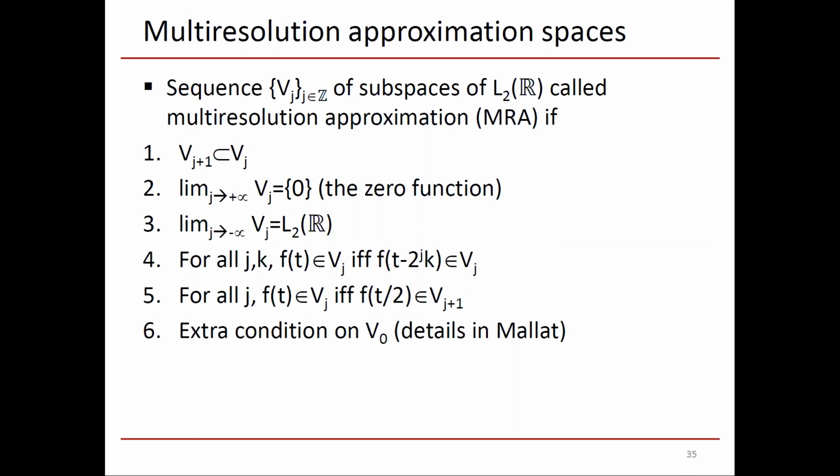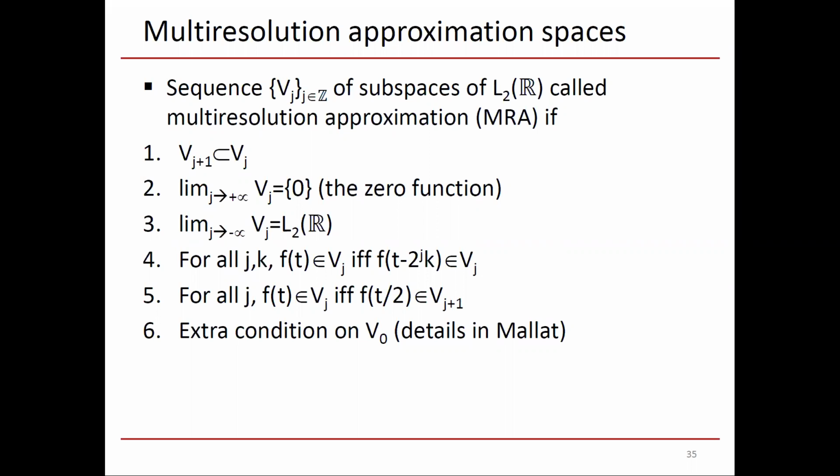We have a sequence of subspaces, Vj, Vj plus 1, Vj plus 2, Vj minus 1, etc. And these are subspaces of L2 of R. Recall that L2 of R means these are finite energy functions that are continuous over the real line. Could be a continuous function of time, space, etc. And the sequence of subspaces is called a multi-resolution approximation, or MRA, if the following conditions hold. There are extra conditions, and they are listed, for example, in the notes by Mike Waken. There are also details in the textbook by Stefan Mallat, but I'm giving you the main things.